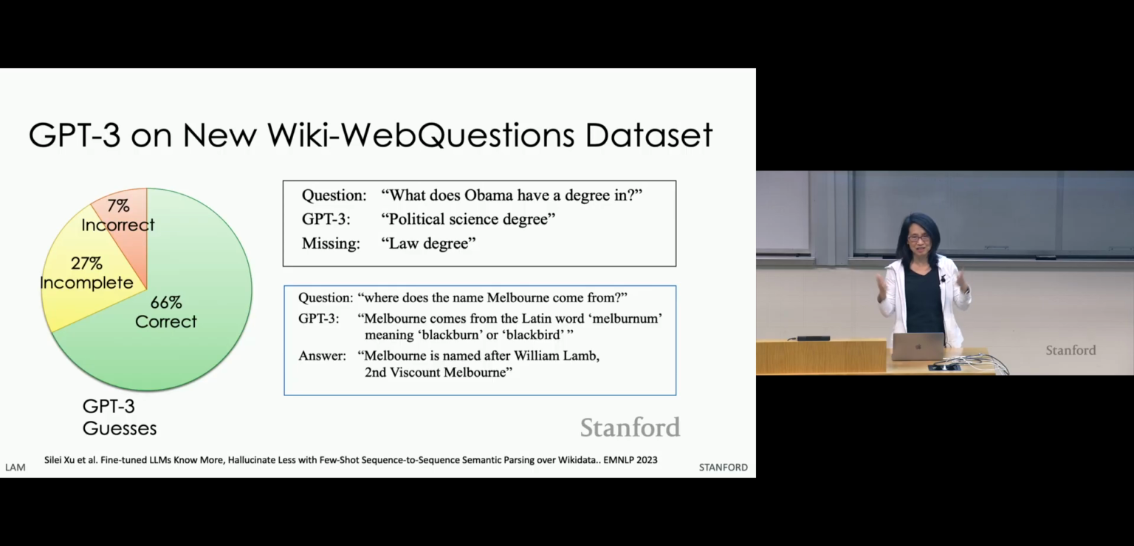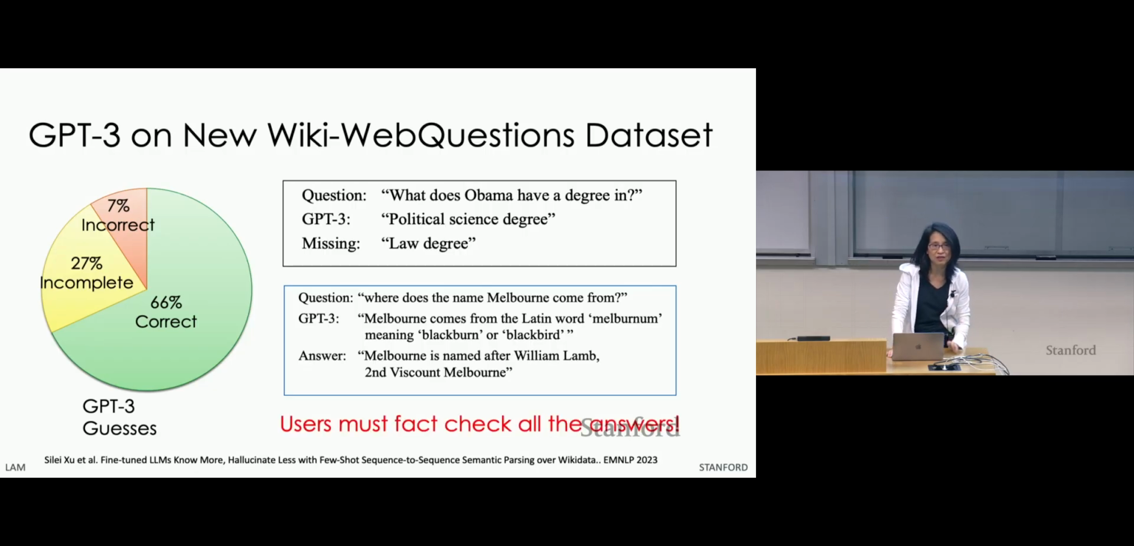Any answer that it gives you, if you don't know the answer already, could be wrong. Okay, so that's where the problem is. I just want to find out the answer to one question. I don't care how many questions you get right. I only care if you get my question right. But there is no way I can tell whether it belongs to that 7% or the 66%. So the conclusion here is that you have to fact check all the answers.